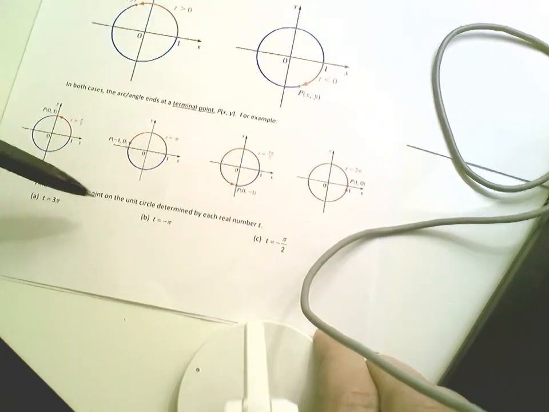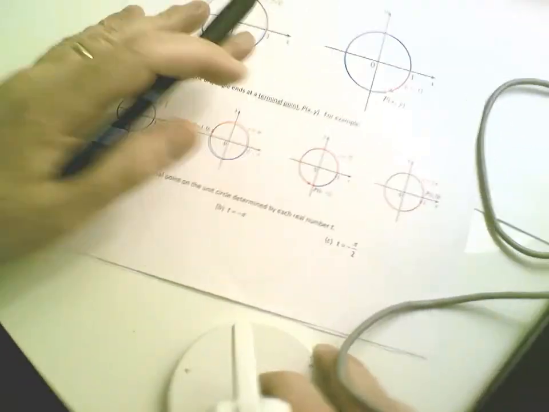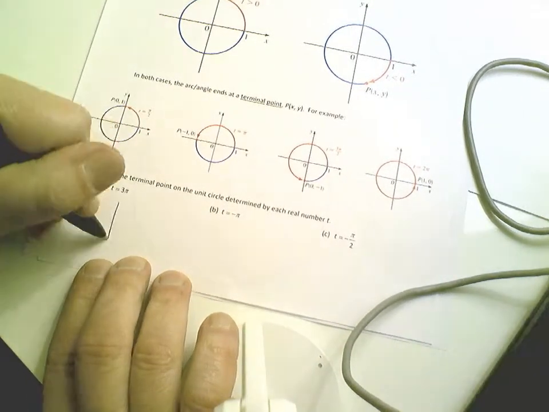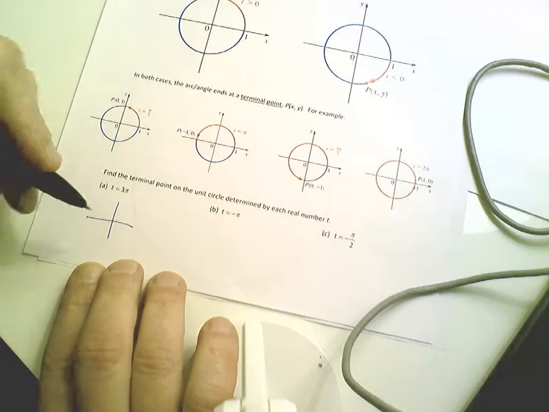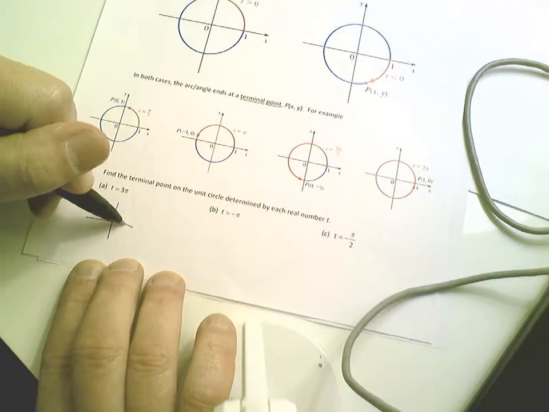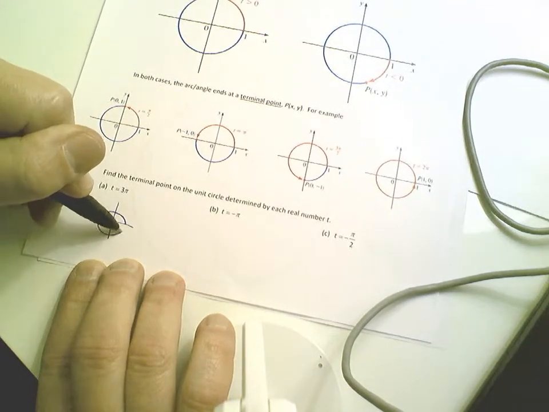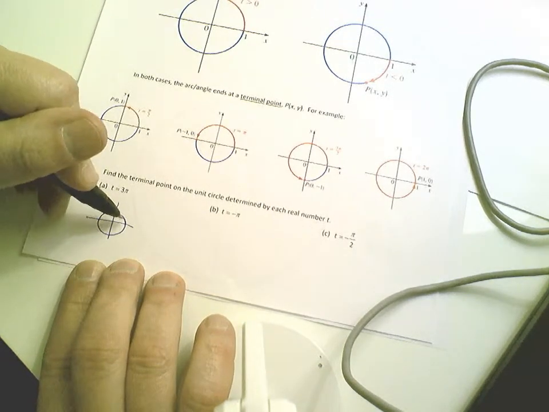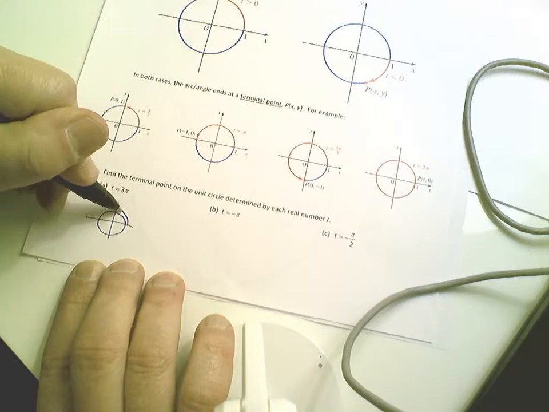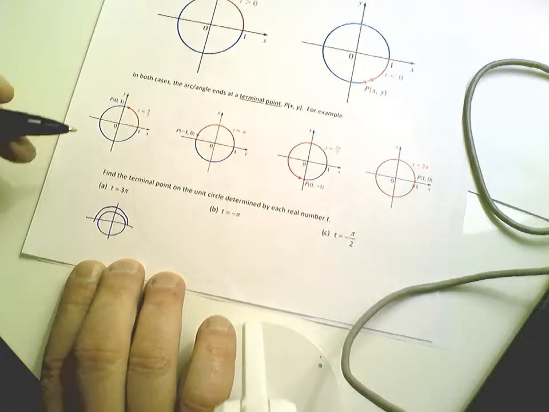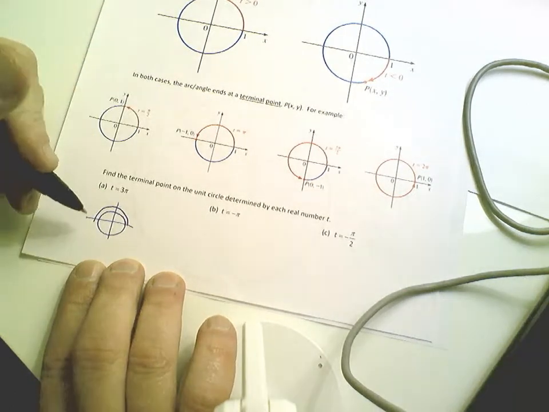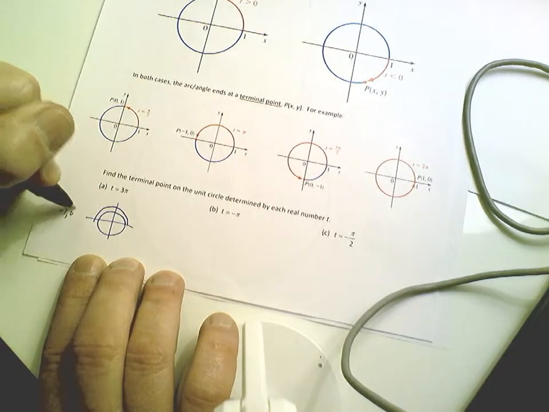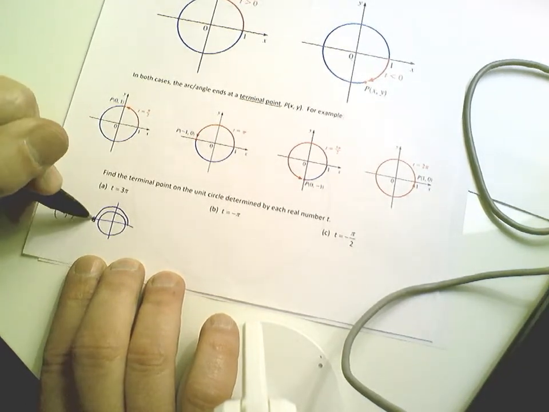Find the terminal point, some extra problems, determined by each real number t. If t is equal to 3 pi radians, what would I do? I'd go around my unit circle 1 full time, and then what do I need to do? Well, half a revolution. So if I go to here, and I'm going to just coil this out a little bit so you can see it, kind of travel. That's a 3 pi radian trip. Where did I wind up? My terminal point is -1, 0.